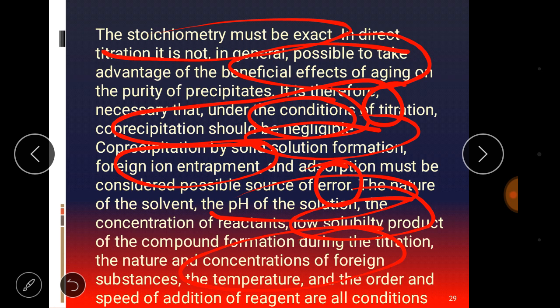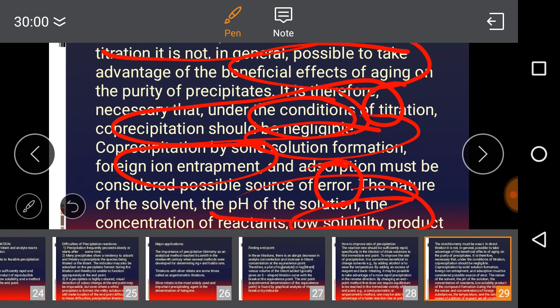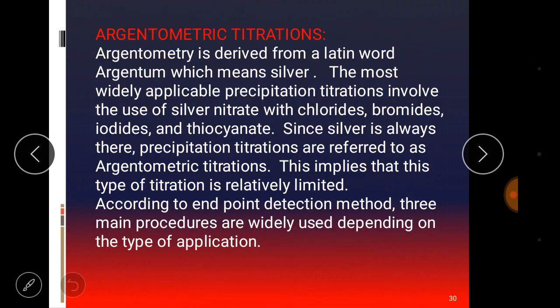So we need to consider all of these important factors which are going to cause an error. That's why the stoichiometry of the reaction involved in that particular titration should be exact. Okay, that should be exact. Now the next one is argentometric titration.